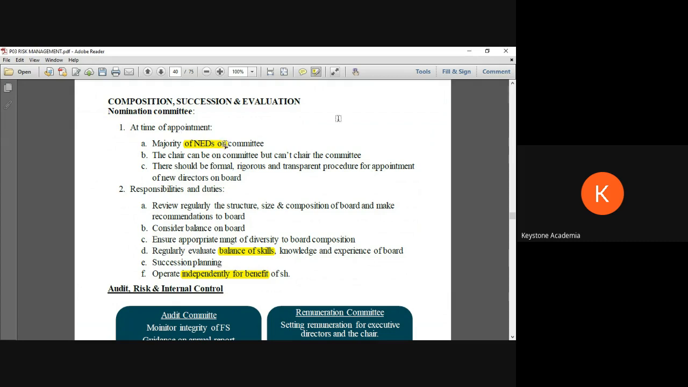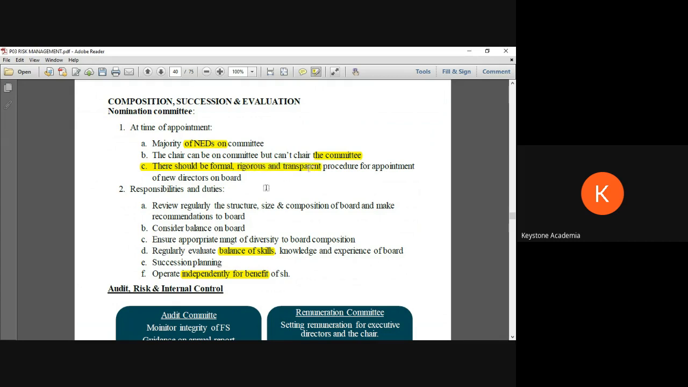Now if we have 3 NEDs, we can have 1 ED as well. The reason being, NEDs are not involved in execution, so they don't know how the senior managers or other managers are performing. If somebody is executive, they can recommend the person properly because they are working with them. So only in the nomination committee are executives allowed. The chair can be on the committee but can't chair the committee. There should be a formal, rigorous, and transparent procedure, every time. Anyways, these are just things they won't ask from here.